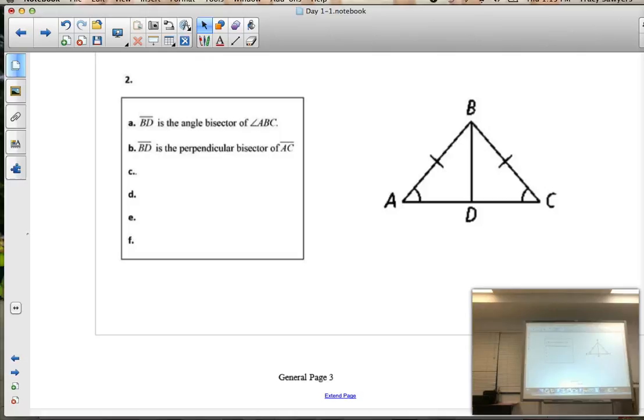I love it. Now, we're interpreting a little bit more. Can someone read A for me? All right, Miss Ellie.